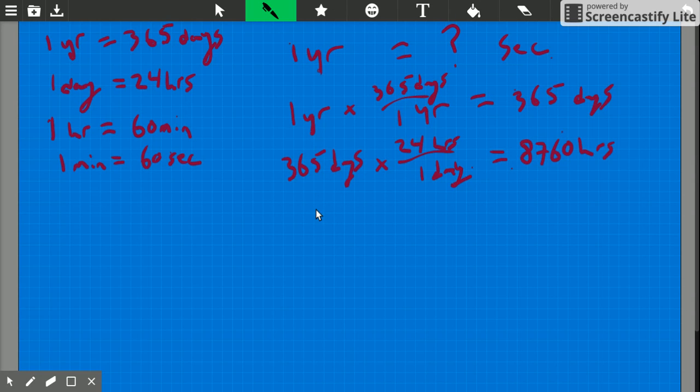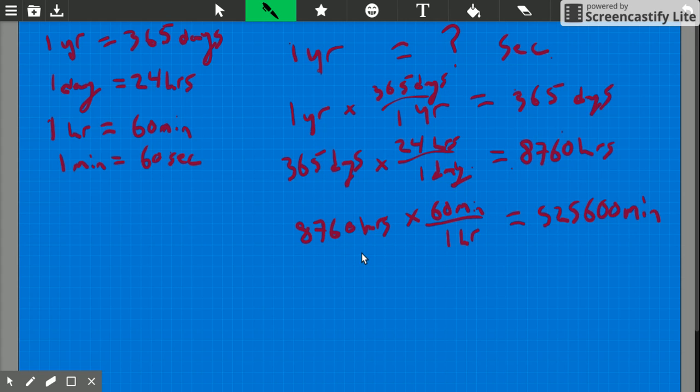Next step, let's go to minutes. 8760 hours. We want to cancel out hours, so we know that we need minutes in the numerator. So 60 minutes are equal to 1 hour. And this result is going to be 525,600 minutes.